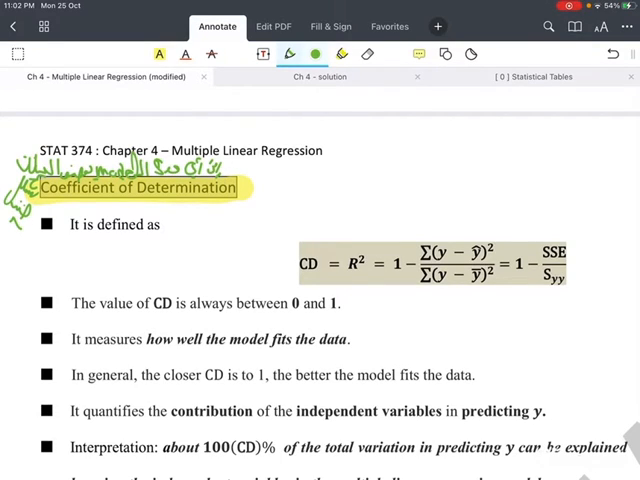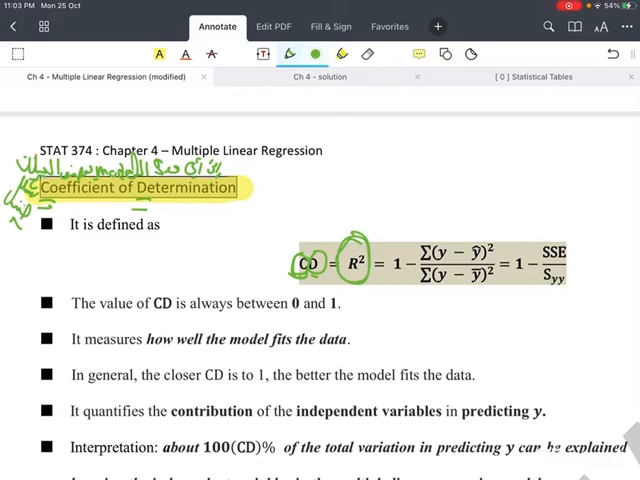So we will talk about it now, first with the definition. Okay, how we can calculate it? It is called coefficient of determination, CD. Why we call it CD? C for coefficient and D for the determination. It's called R square.